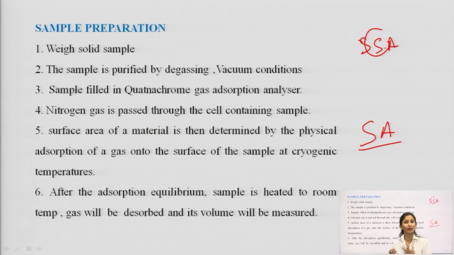कंडेंस करने के बाद एनालाइज करोगे कि हाउ मच अमाउंट ऑफ दिस गैस विल बी यूज्ड for the formation of the multi-layer as well as for the formation of the monolayer of the gas. So, after the adsorption equilibrium, the sample is heated to room temperature and the gas will be desorbed and its volume will be measured.